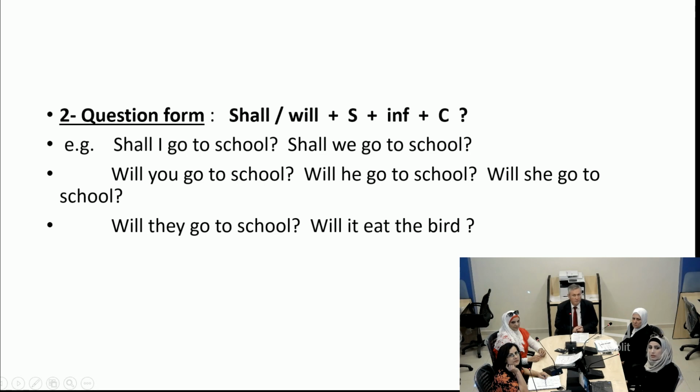The question form. In the question form, we use shall or will plus subject plus infinitive plus the complement. For example, shall I go to school? Shall we go to school? Will you go to school? Will he go to school? Will she go to school? Will they go to school? Will it eat the bird?